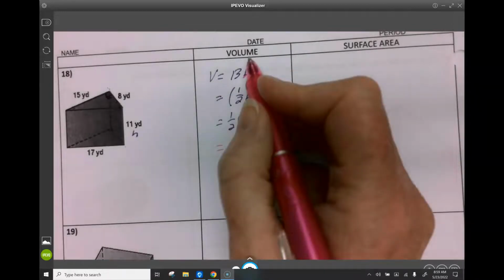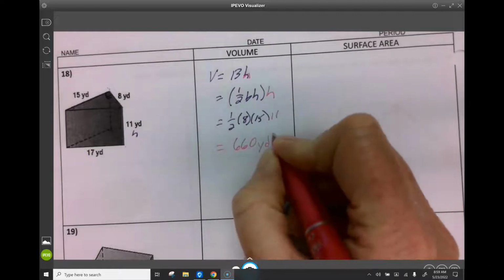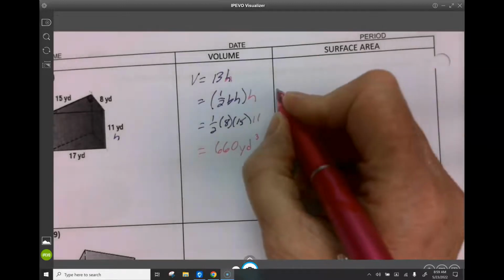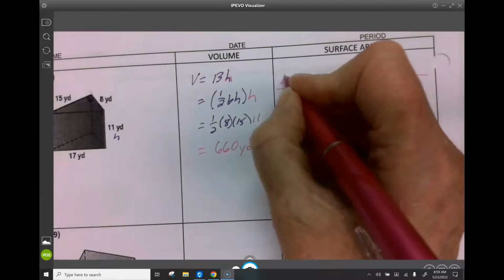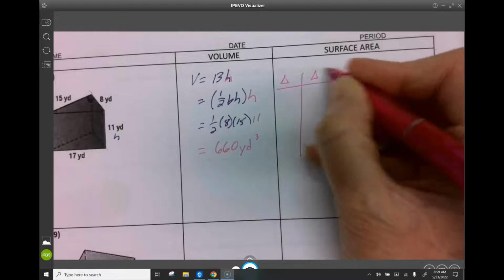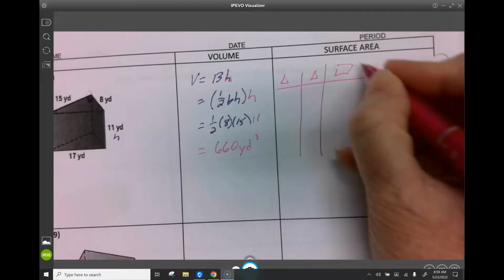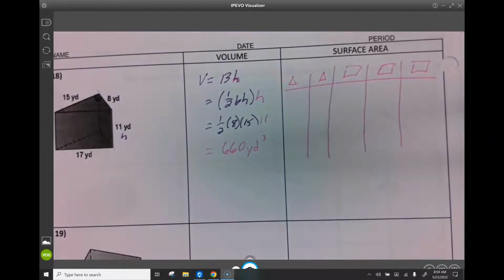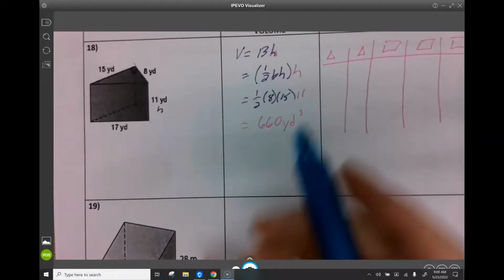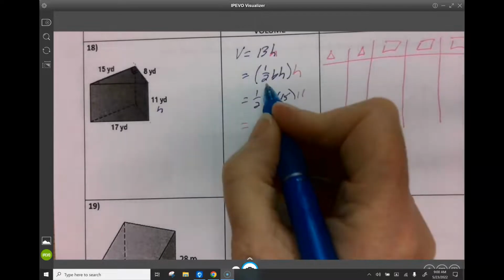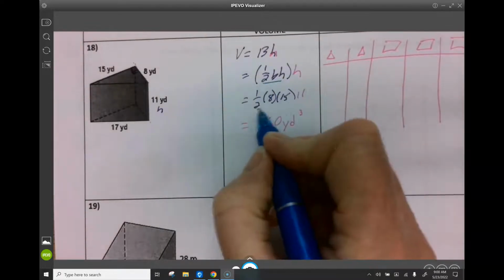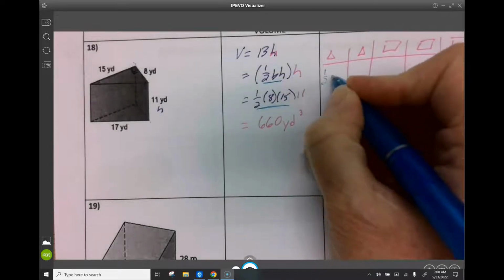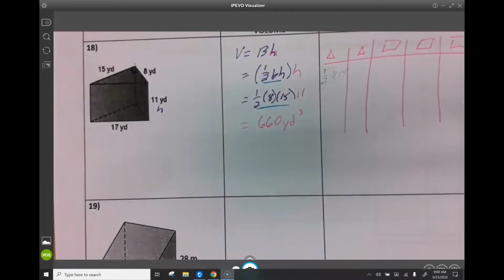660. It's volume, so it's cubed, so it's yards cubed. Now, to do surface area on this, what you need to do is remember this is where we make that table, because we have to find the area of the triangle, and then 3 rectangles. Okay? Now, the good news is, if you remember how I find the area of a triangle, I can just use this. So I'm going to take 1/2 times 8 times 15.